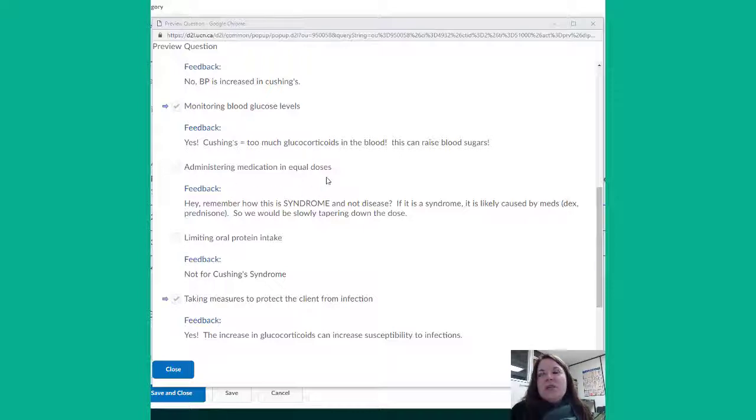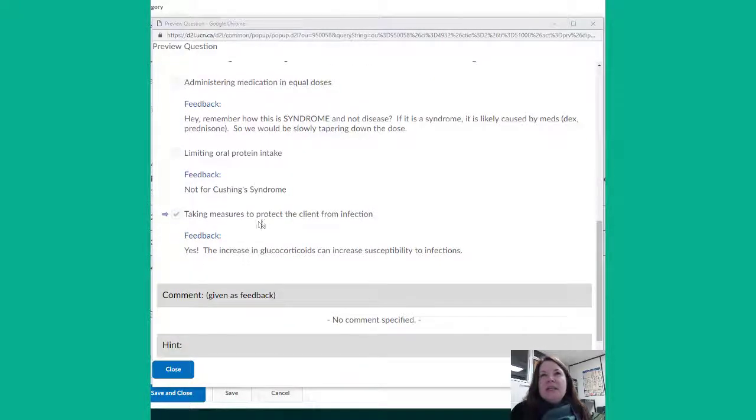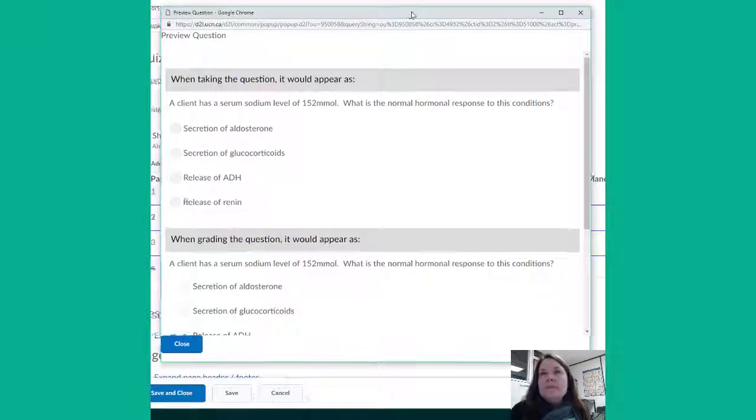Administering medication in equal doses. No, that wasn't right. Remember how this is a syndrome? You had to watch that language. This is not disease. So we probably caused this with too many medications, so dexamethasone, prednisone. So we would actually be slowly tapering this dose down and not administering it in equal doses. Limiting oral protein intake? Nope, that's not right. And taking measures to protect the client from infection. Yes, we would be doing that. We know that those increased glucocorticoids are increasing this person's risk for infection. You guys did pretty well on this question, so good job.